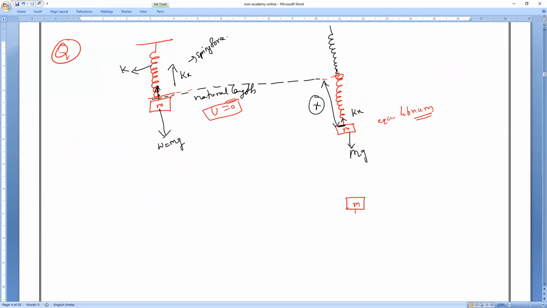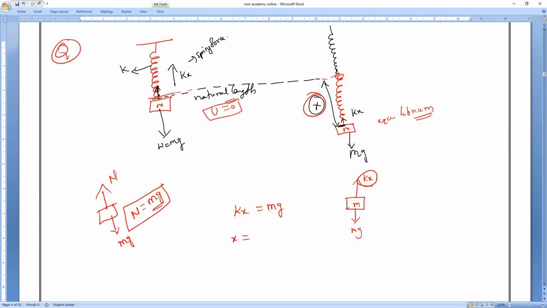If it is the equilibrium position, observe very carefully. If I draw the FBD, down is mg, up is kx. Just as normal acts upward and the weight acts downward, so normal equals mass into acceleration due to gravity, we have done that. In the same way, instead of normal, it is kx. So kx equals mg. We want to find only x, so x equals mg divided by k.